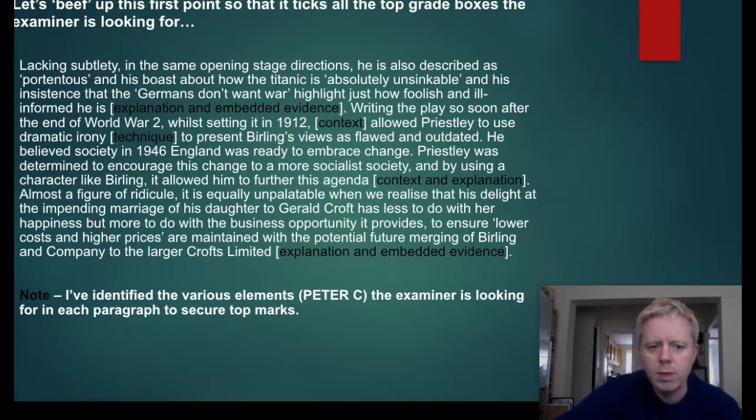Writing the play so soon after the end of World War II, while setting it in 1912, allowed Priestley to use dramatic irony to present Birling's views as flawed and outdated. He believed society in 1946 England was ready to embrace change. And this is reinforced by the fact that although it was a Conservative government that won the war for us under Churchill, by the end of that year, Labour had won a landslide general election. So it implied that there was an appetite for change, and Priestley really wanted to take advantage of this. Priestley was determined to encourage this change to a more socialist society, and by using a character like Birling, it allowed him to further this agenda.